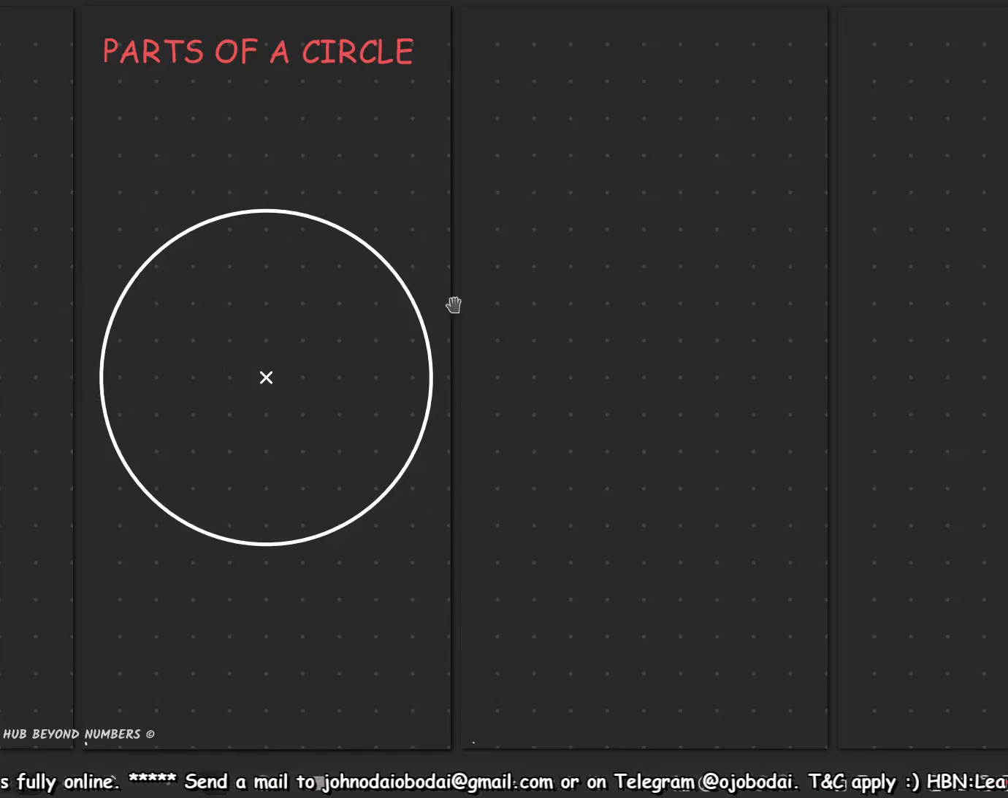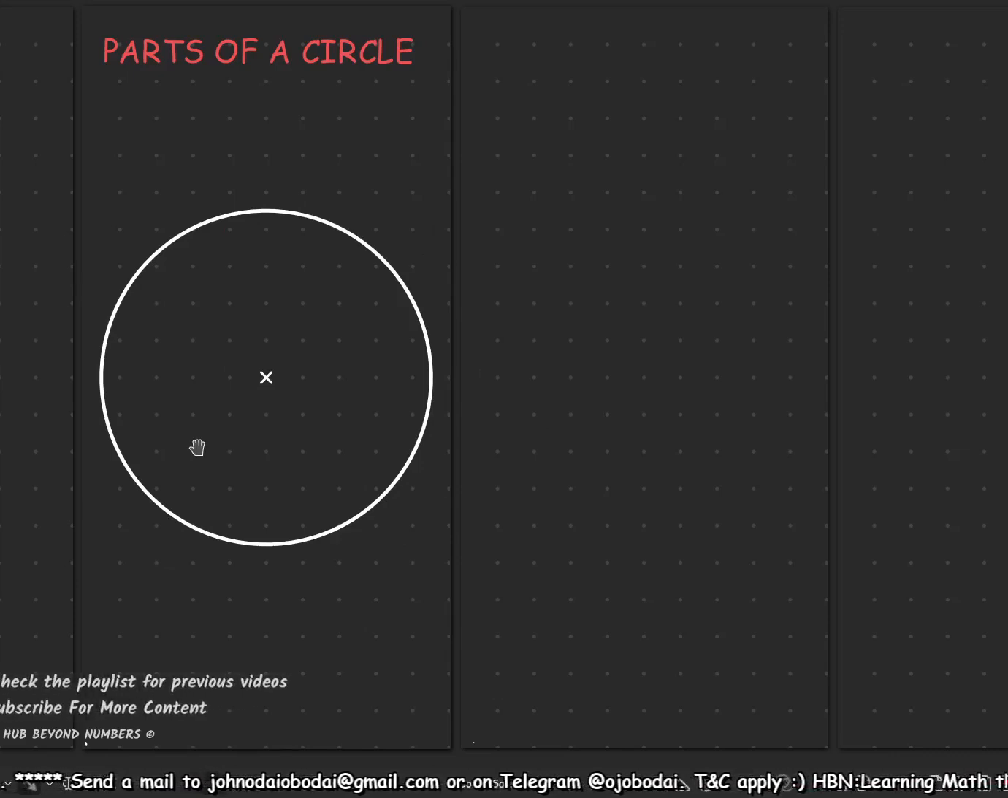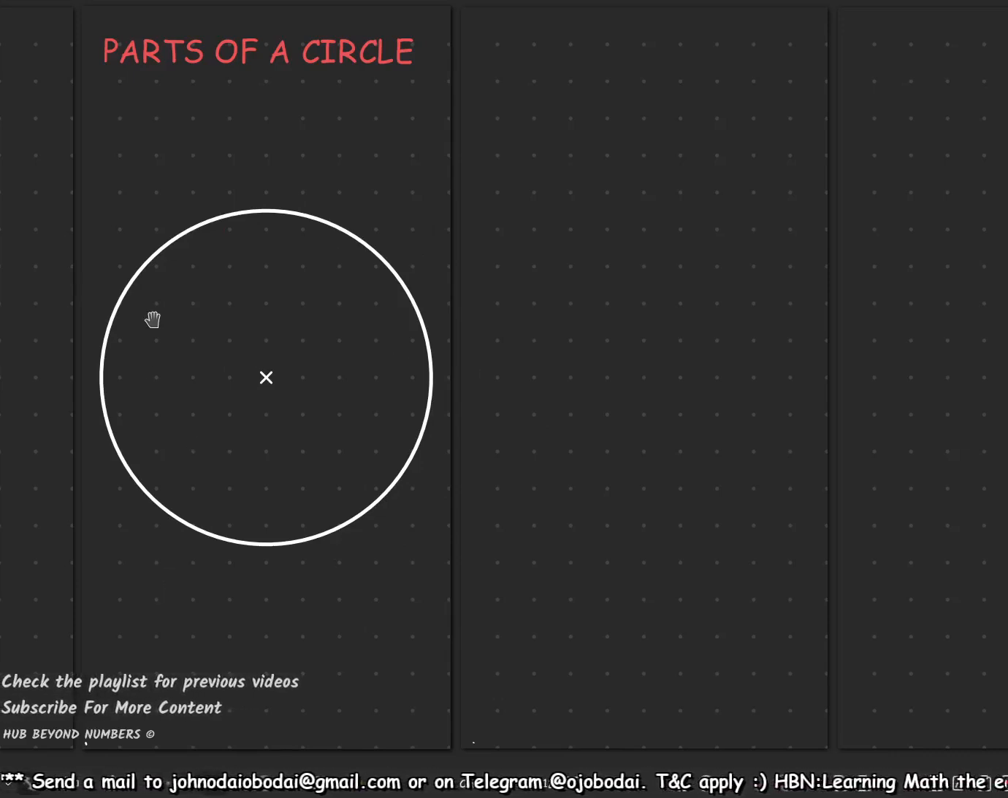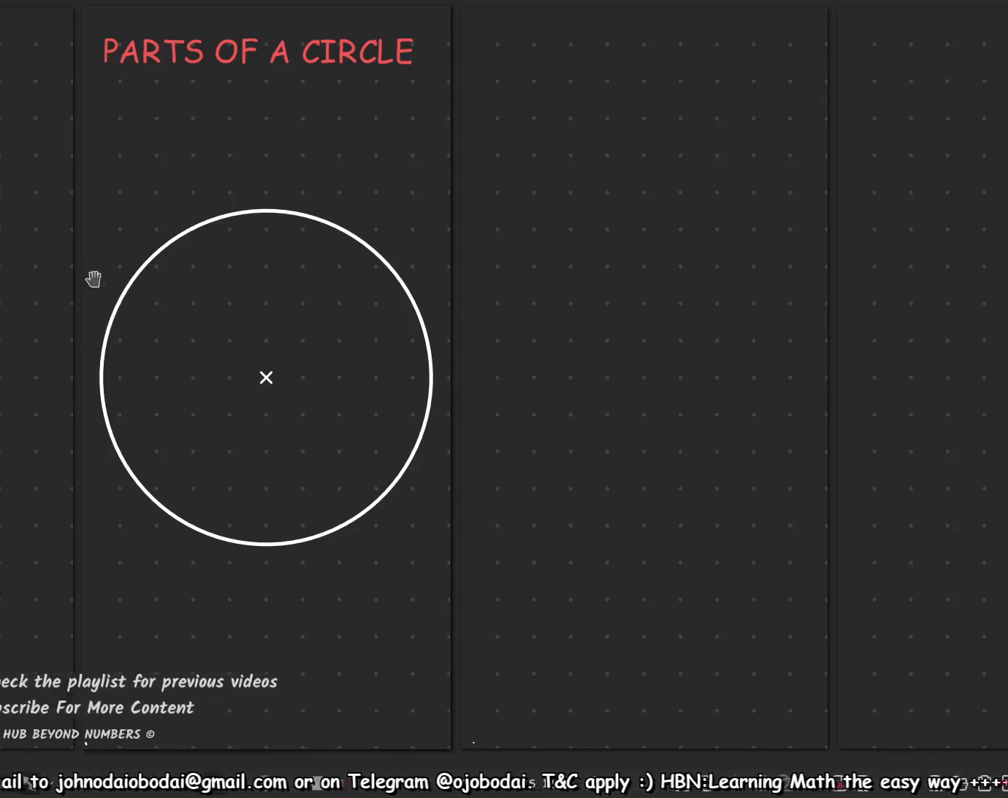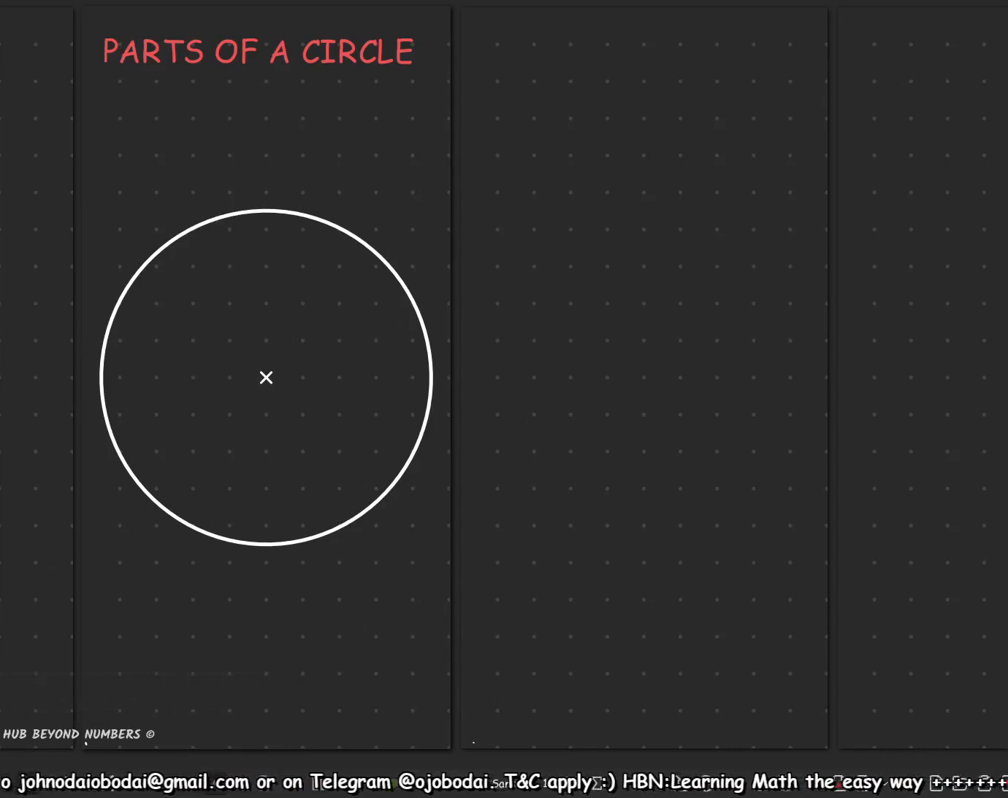Then this round aspect of the circle you see is the circumference. The circumference of the circle. So you can make notes whilst I just say it. So this circular path is the circumference of the circle.